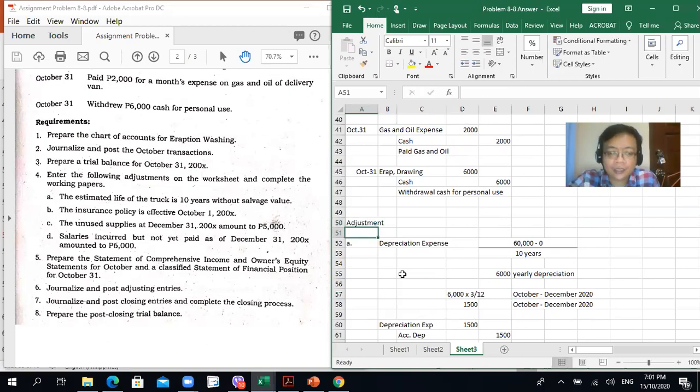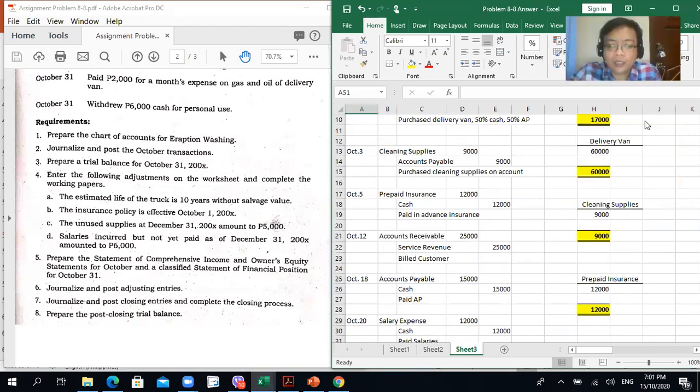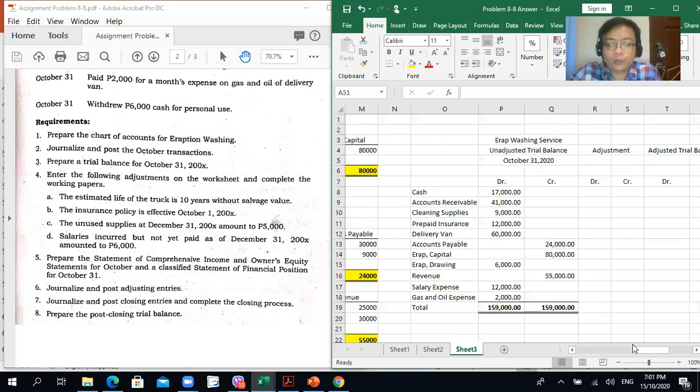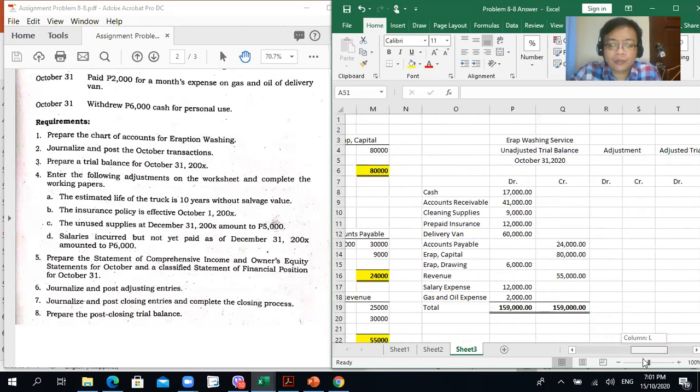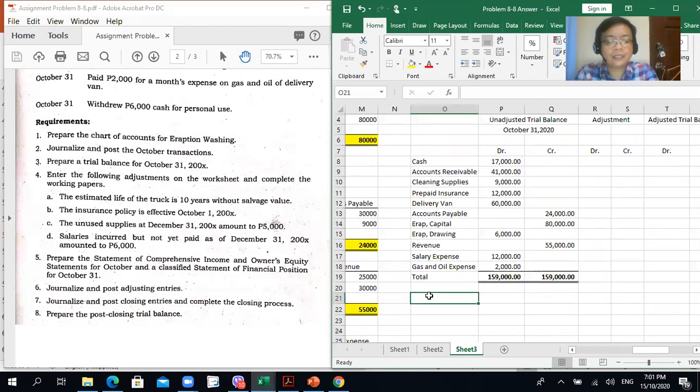Alright, after that, don't put it in a T account anymore. Go straight to our worksheet. Is there a depreciation expense here? There is none. If none, you will include that at the bottom: you will input depreciation expense of 1,500.